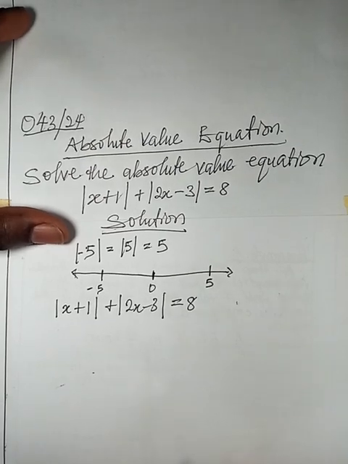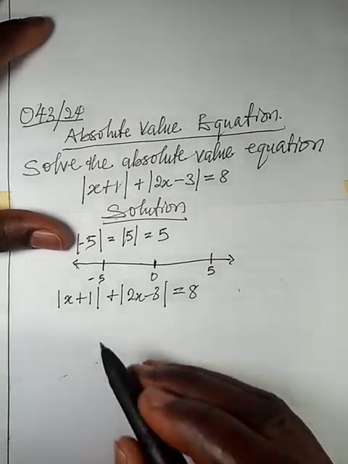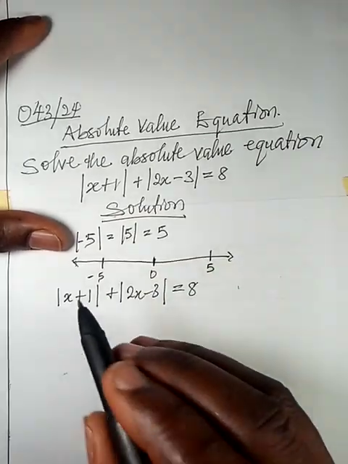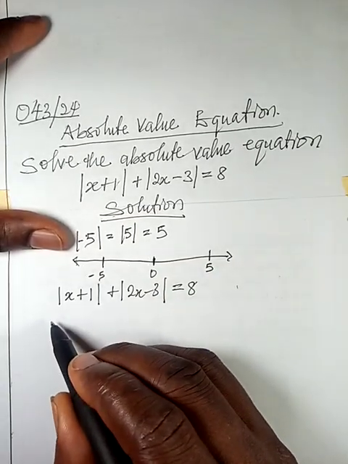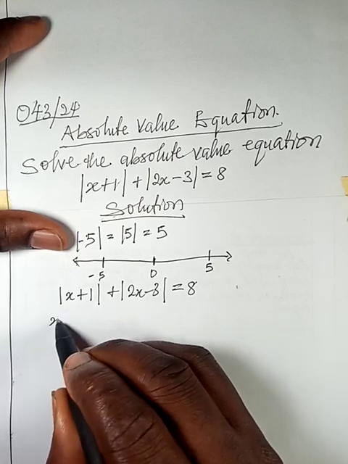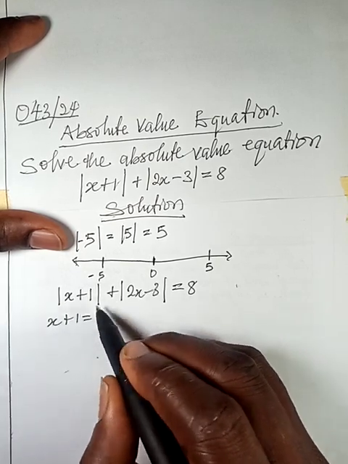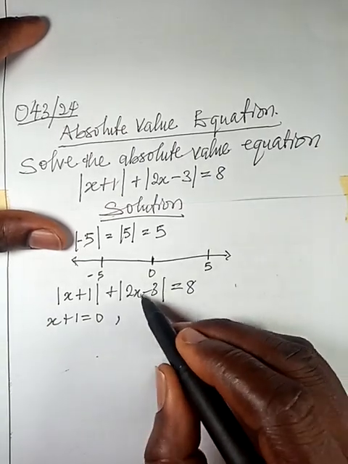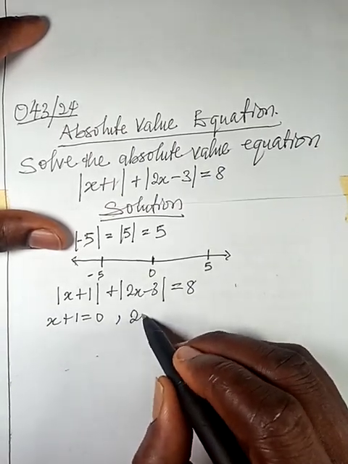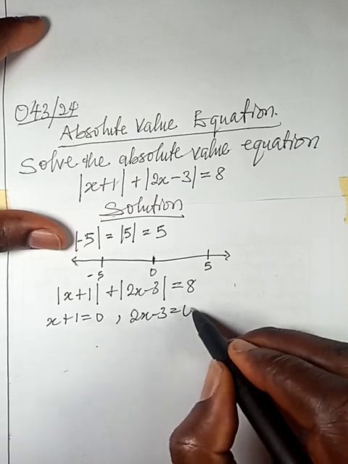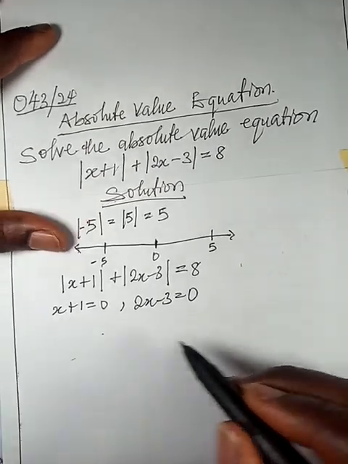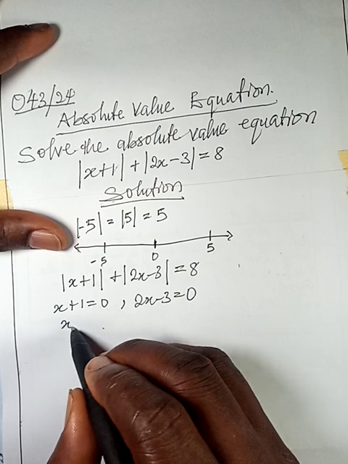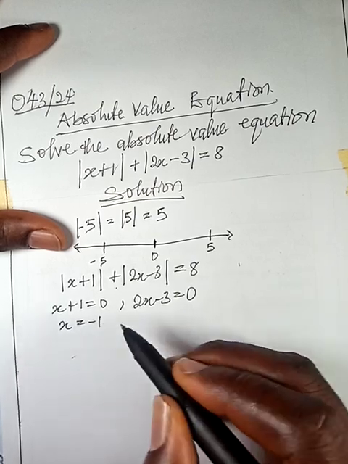So the first thing we need to do is to find the zeros of the expressions that make up this absolute value. The first expression is x plus 1 equals 0. I'm trying to find the zeros of this expression. And then we also need to find the zeros of this expression, 2x minus 3 equals 0. If you solve this, you will notice that x is equal to negative 1.